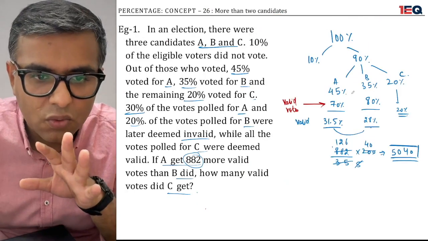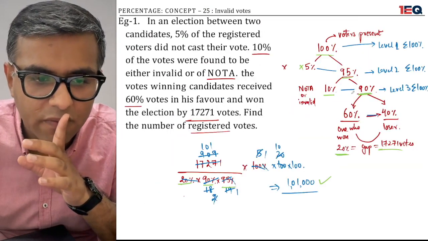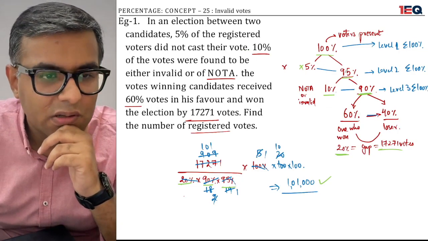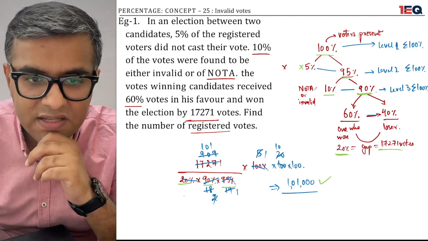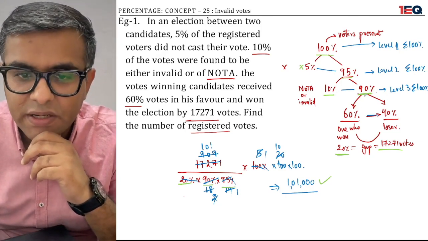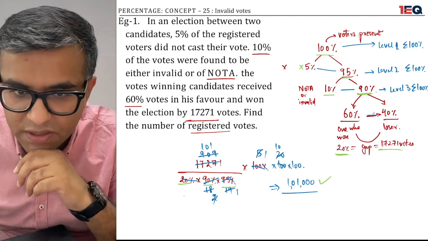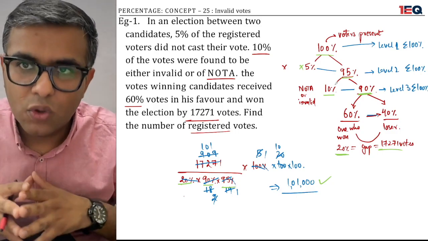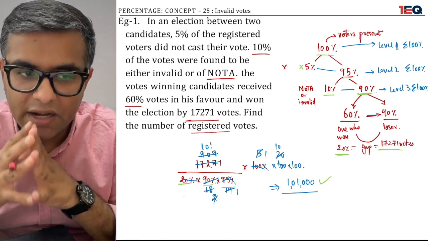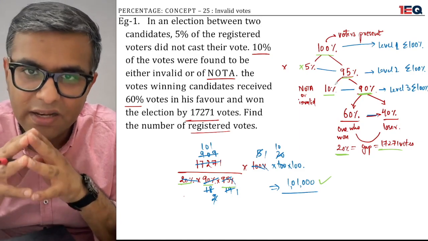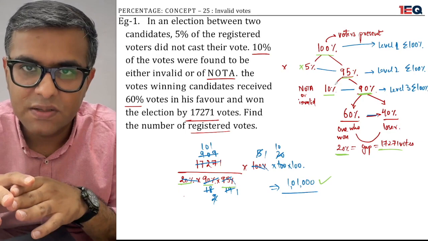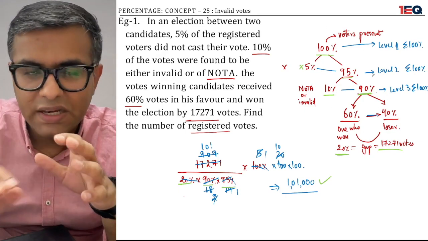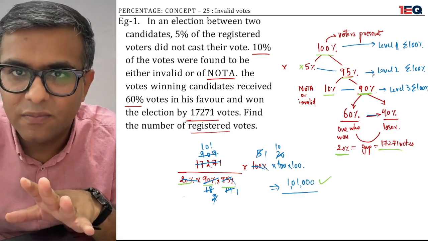I'll just take you through one more step which we talked about over here. In this particular question, 5% did not cast any vote. NOTA was 10%, and then a 60 and 40 split. So can you see this ladder which we have to go through? This ladder we need to climb up, and it is really going to help us throughout the election process. If you know how to crack this ladder, then you'll be able to go through the election questions very easily. Got it?